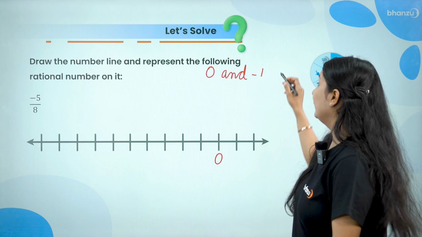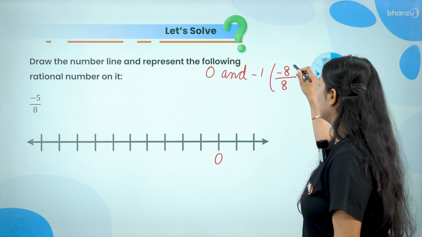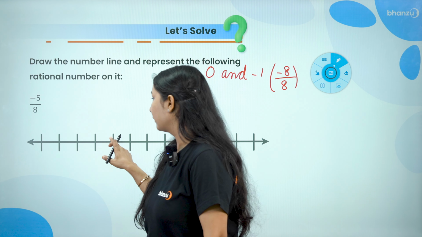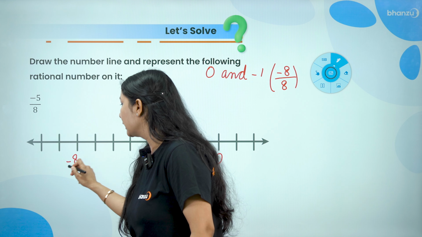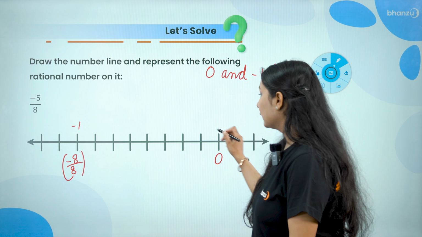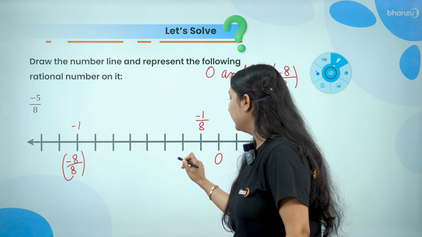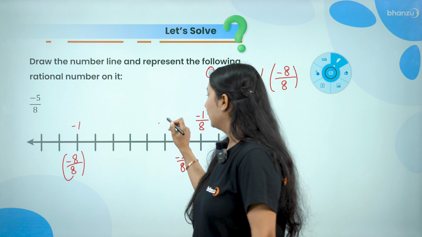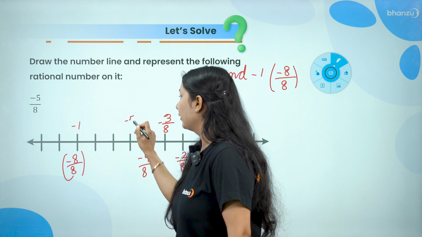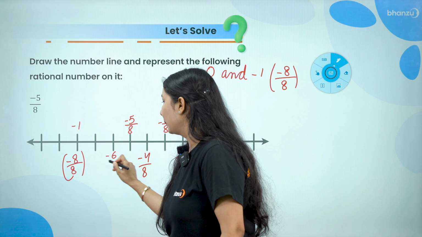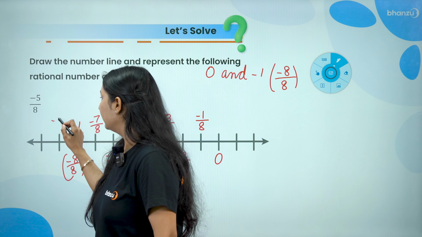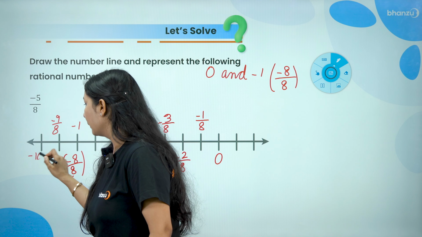Minus 1 would actually be, in this case, minus 8 by 8, right? Because the denominator is 8. So what will we do? This would be 1, 2, 3, 4, 5, 6, 7, 8. So this would be minus 8 by 8, which is actually minus 1. Right? So let's mark the numbers. Minus 1 by 8, minus 2 by 8, minus 3 by 8, minus 4 by 8, minus 5 by 8, minus 6 by 8, and minus 7 by 8. The other ones would be minus 9 by 8 and minus 10 by 8.